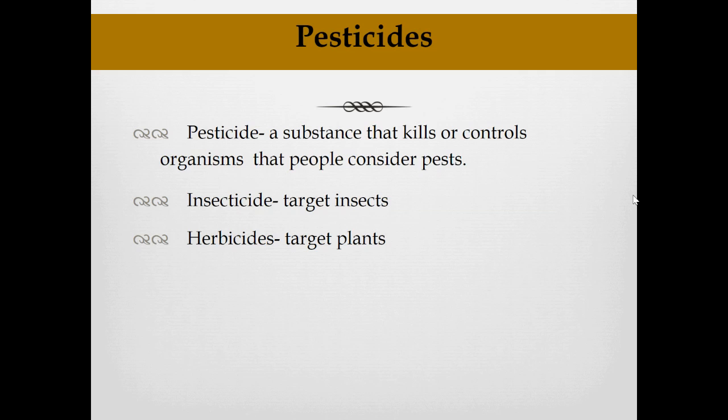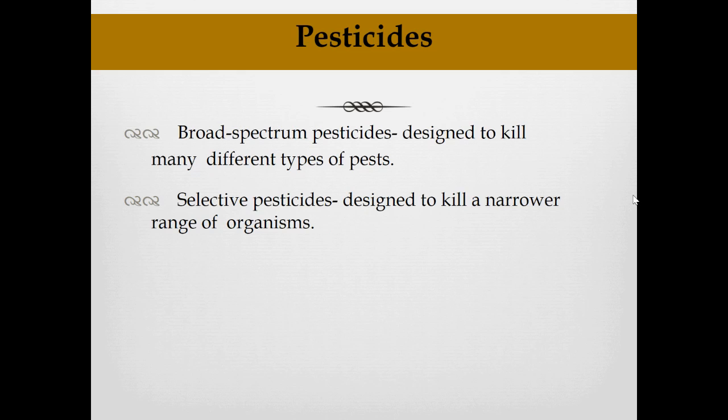Now, what's the definition of a pesticide? Well, a pesticide is a substance that's going to kill or control an organism that's considered to be a pest. We can see things such as an insecticide that usually targets insects. You can have herbicides, which typically target plants. You can even have a fungicide, which is going to target specific fungi.